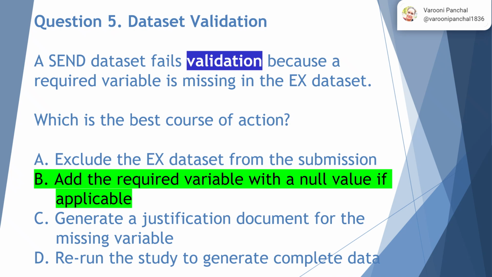Option A, exclude the EX dataset from the submission. No, you cannot exclude any kind of dataset from the submission even though that dataset fails in the validation. You cannot exclude that. Option C, generate a justification document from the missing variable. No, you cannot do this also. Option D, rerun the study to generate complete data. No, you cannot even do this.